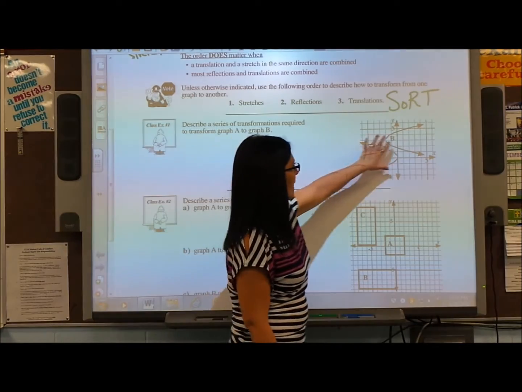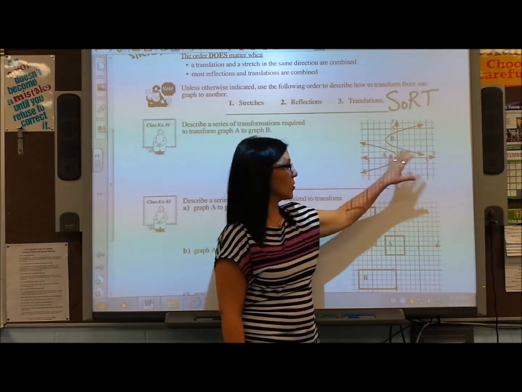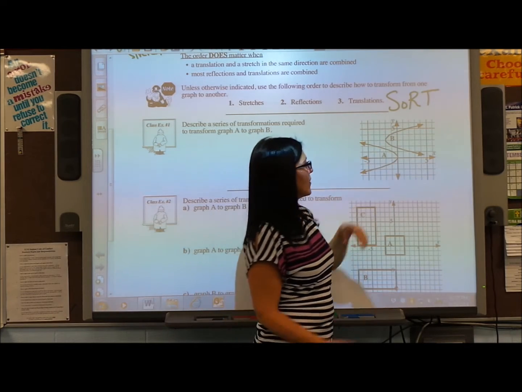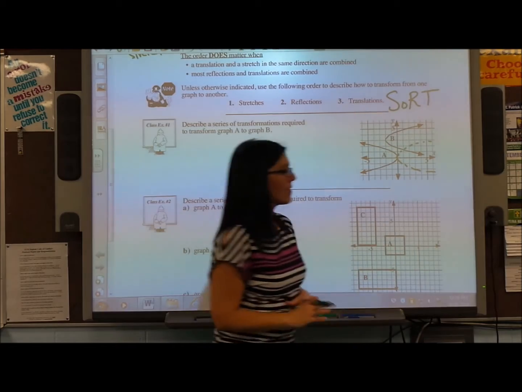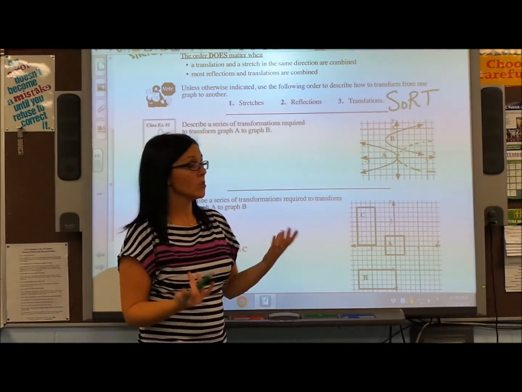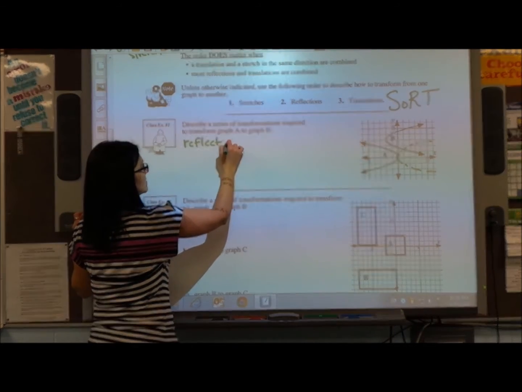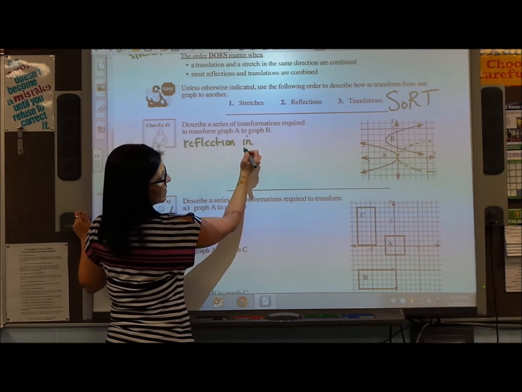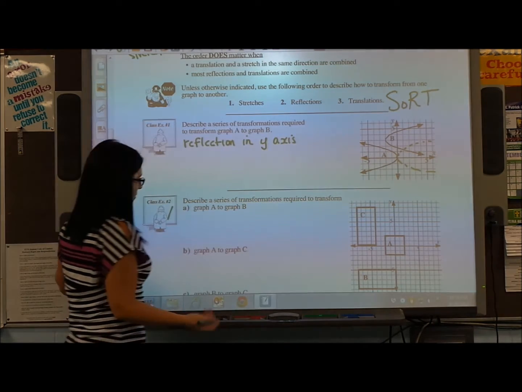So if I look at graph A to graph B, it definitely looks like there was a flip of some sort. If I take this graph and I flip it around, I get that picture, which now starts to align with that picture of B. So what did I do? I did a reflection in the y-axis. That was my first step.